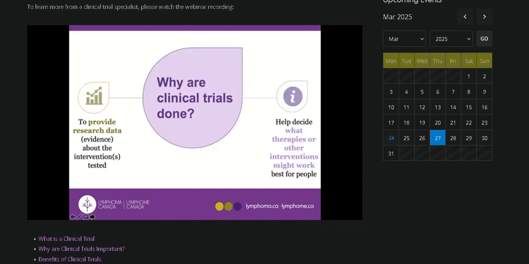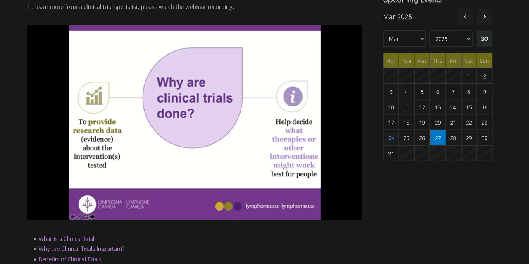So why do we do clinical trials anyway? That's an important question. Trials provide research data, or sometimes you'll hear data called evidence, and that's about the specific therapy or treatment that's being tested by the trial. And that can help a number of different people to make decisions, maybe about what therapies or other interventions might work best for people. So some of the groups or people who can use trial evidence or data to make decisions, well, it might be researchers or it might be people from industry to decide whether or not they're going to continue studying a specific type of intervention.